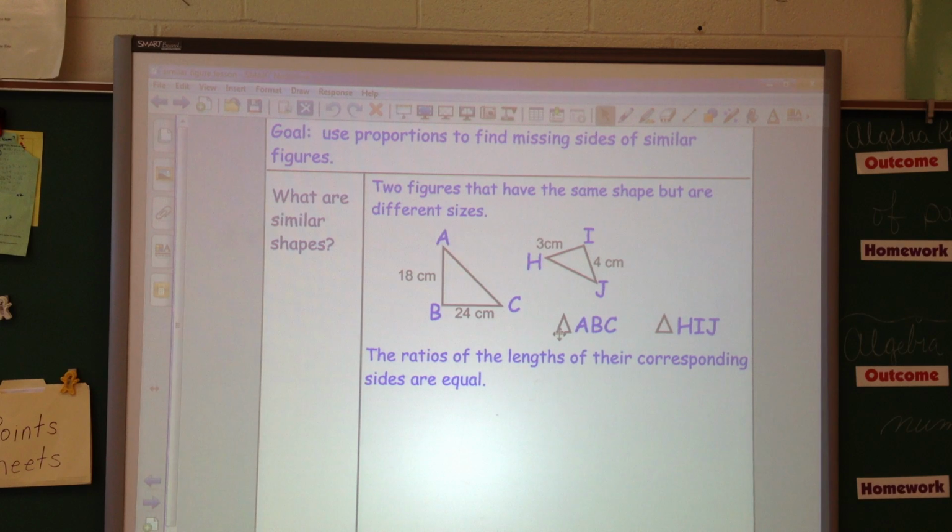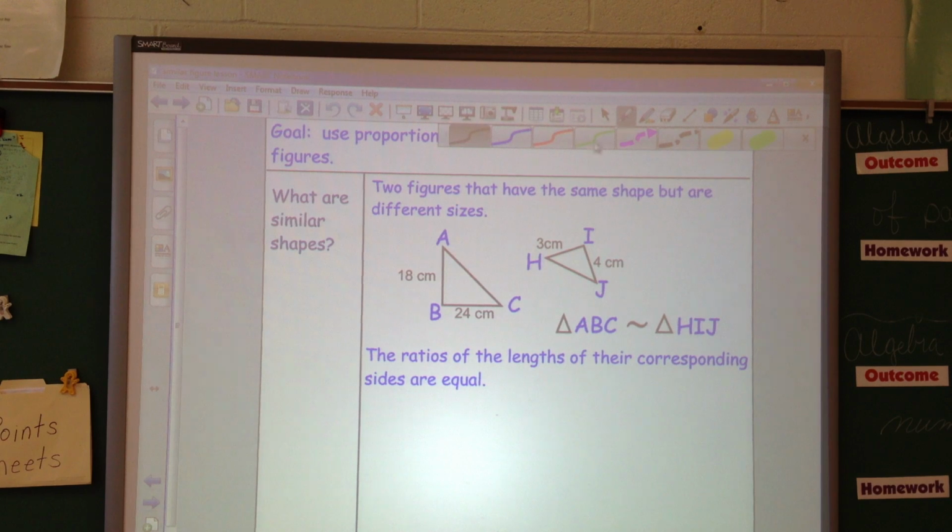And down here, this statement tells us that triangle ABC, all the way back up, is similar, that's what that wavy line means, so please add that in your notes, to triangle HIJ. And you are now learning that the ratio of the lengths of their corresponding sides are equal. Corresponding simply means they're in the same spot.